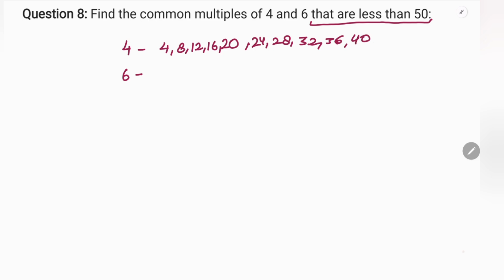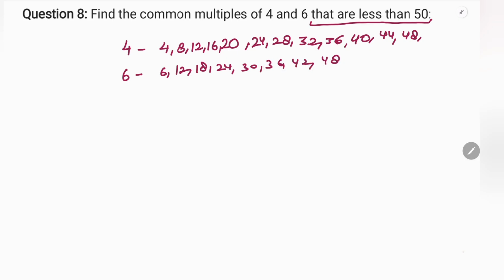Right? Okay, then 6. They are saying less than 50. 44, 48. I will also write till 48. Okay, so 6, 12, 18, 24, 30, 36, 42, 48.